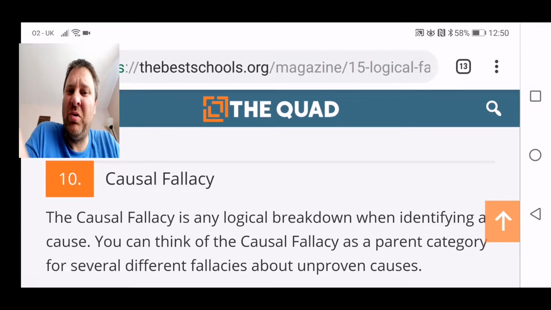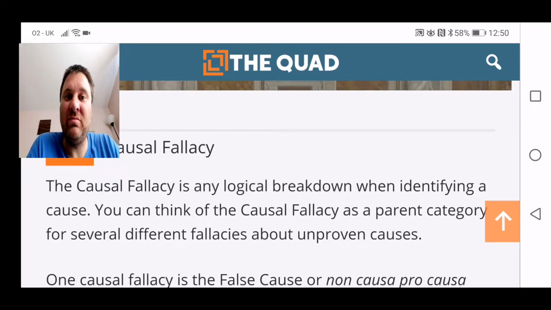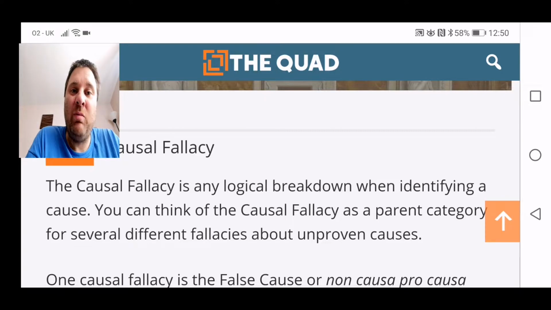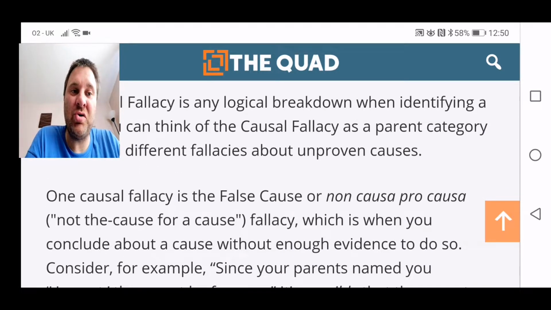This one's the causal fallacy. The causal fallacy is any logical breakdown when identifying a cause. You can think of the causal fallacy as a parent category for several different fallacies about unproven causes. One causal fallacy is the false cause, or non causa pro causa, not the cause for a cause fallacy, which is when you conclude about a cause without enough evidence to do so.